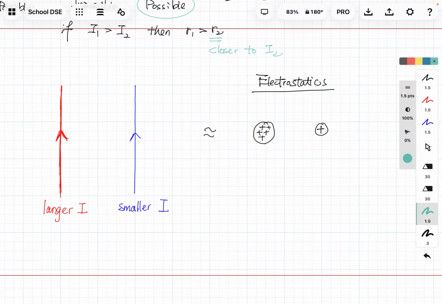So we say that this looks so much like a bar magnet. That is also the reason why we call a solenoid something that can be used to make an electromagnet, because it looks so much like a bar magnet in the pattern of the magnetic field.